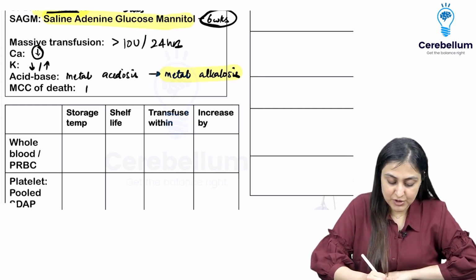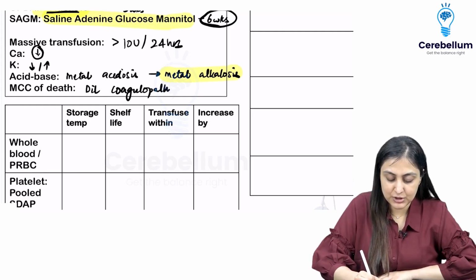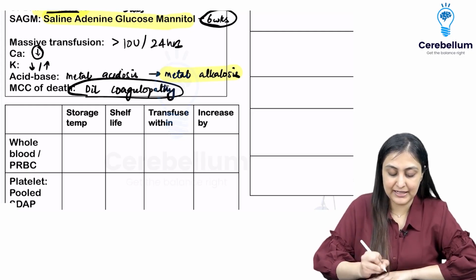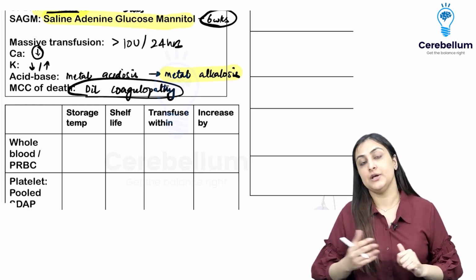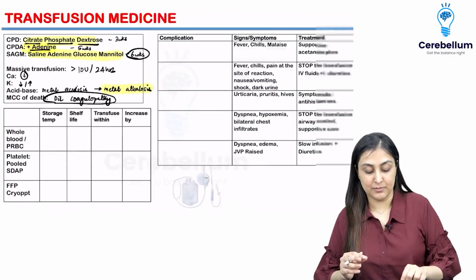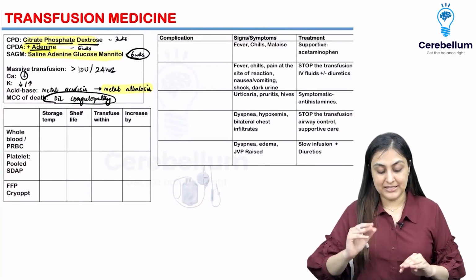What is the most common cause of death? It is a dilutional coagulopathy. Because so much blood dilutes the coagulation factors, you can die of dilutional coagulopathy. So this is about these questions.